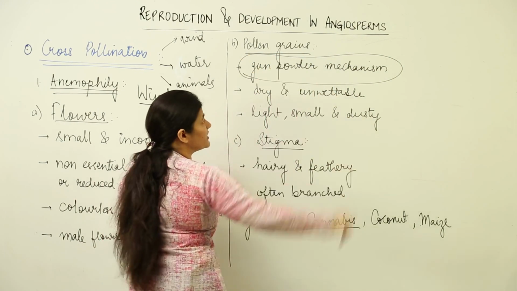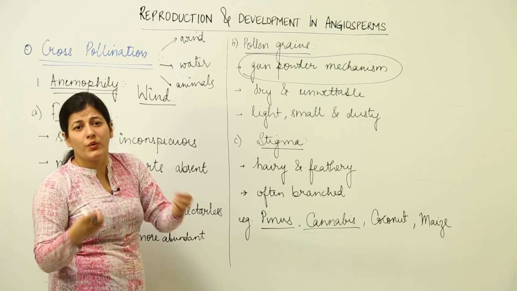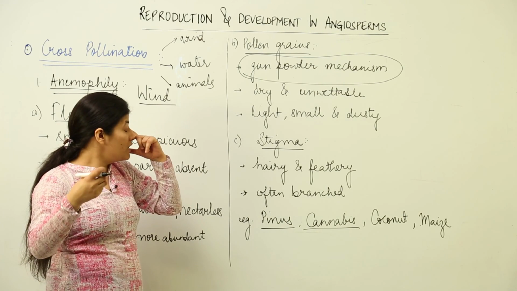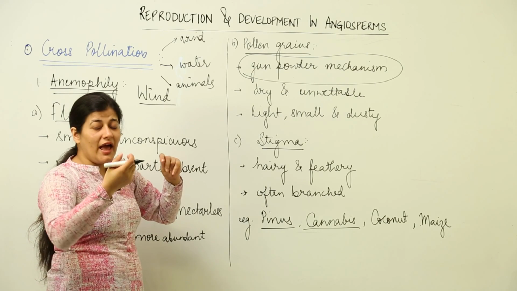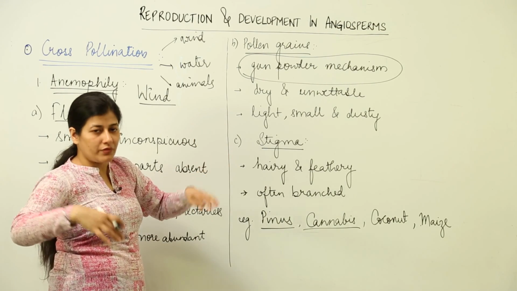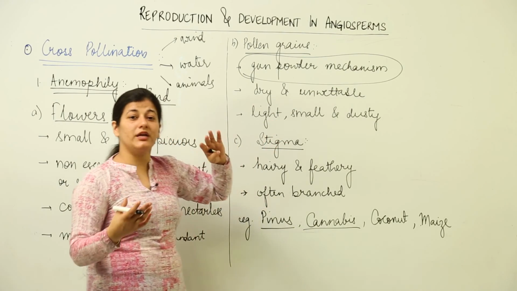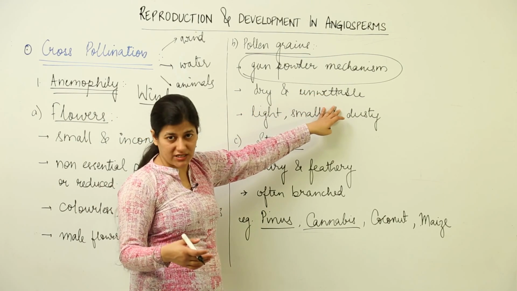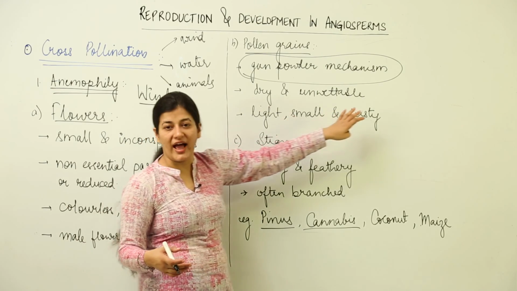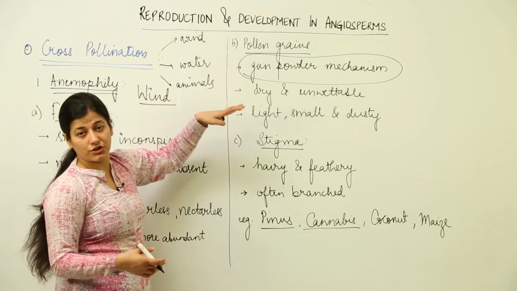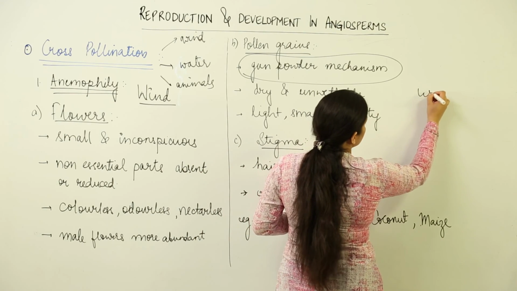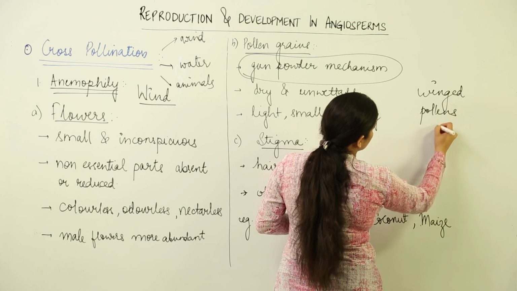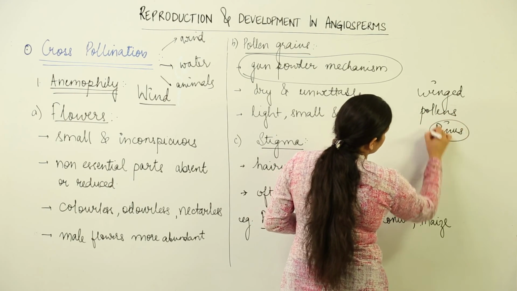Now what is this gunpowder mechanism? It is the spontaneous and quick bursting of the anther, which bursts as if some sort of minute blast is taking place, and the pollens are thrown into air. Numerous pollens are thrown into air. Now what would be the characteristics of the pollens which would be thrown into the air? First is that they should be dry and unwettable. Second is that they should be light, small and dusty, and because it is related to wind, often winged pollens are generated, and the best example for winged pollens is Pinus. Pinus gives rise to winged pollens.